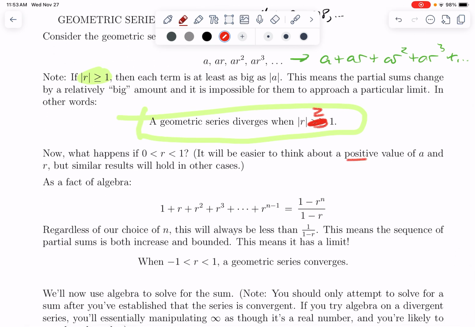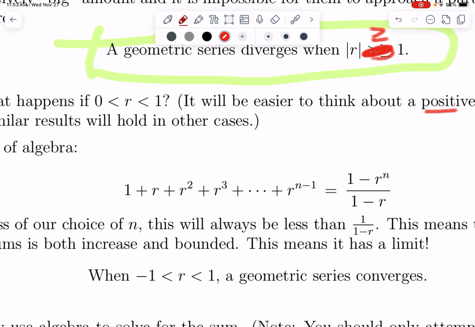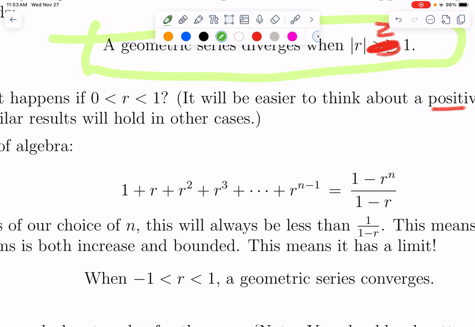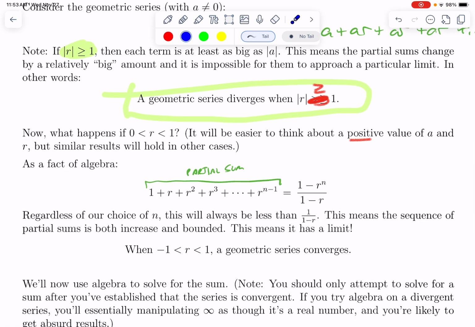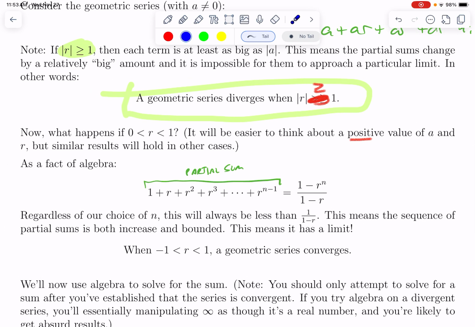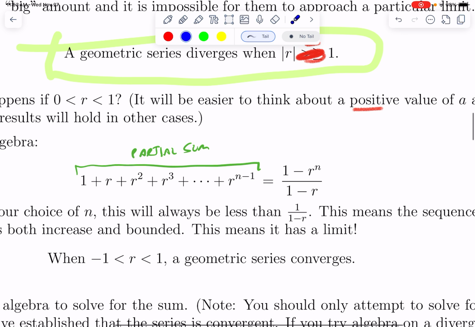I'm just going to assume it's positive for simplicity. So here is a fact of algebra. If we take this partial sum, just as a fact of algebra, I can tell you that it is equal to this. Now, regardless of what n is, we know that this is a positive number and this is less than 1. So this whole thing is less than 1 over 1 minus r.